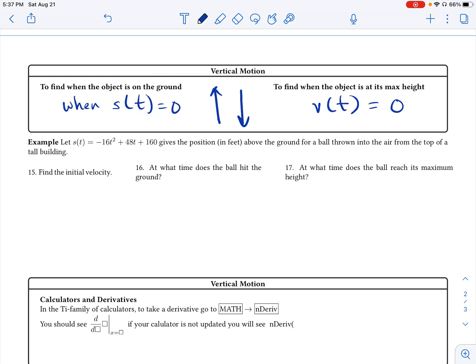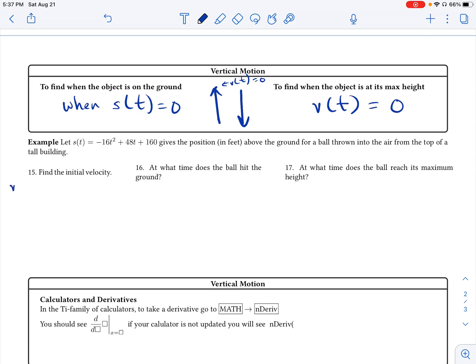So if an object moves up, then once it reaches its peak, that's when the velocity is going to be equal to 0. After that, the object would move down, and that's when we would have the negative velocity. So let's find the initial velocity for this particular position function. We've got s of t, which describes the position for a ball that is thrown into the air from the top of a building. So what is the initial velocity?